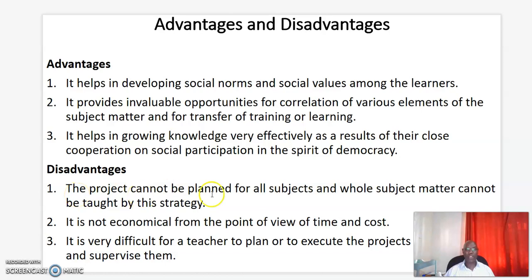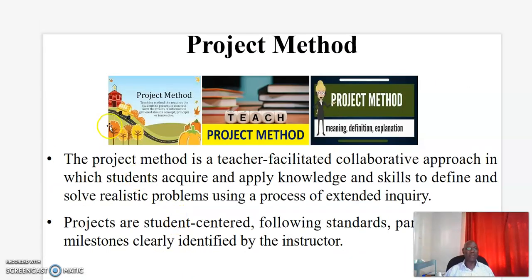1, the project cannot be planned for all subjects, and a whole subject matter cannot be taught by this teaching strategy. Number 2, it is not economical from the point of view of time and costs. And lastly, it is very difficult for a teacher to plan or to execute the projects to the learners and supervise them. That marks the end of my presentation today, where we've been looking at the project method of teaching.